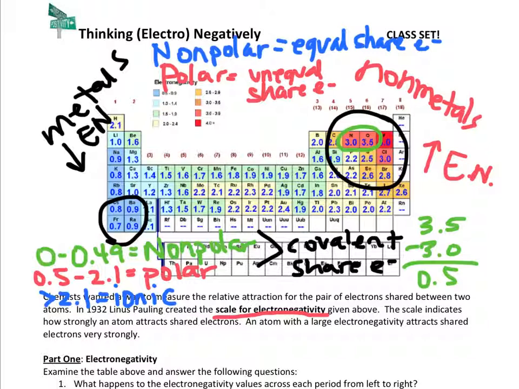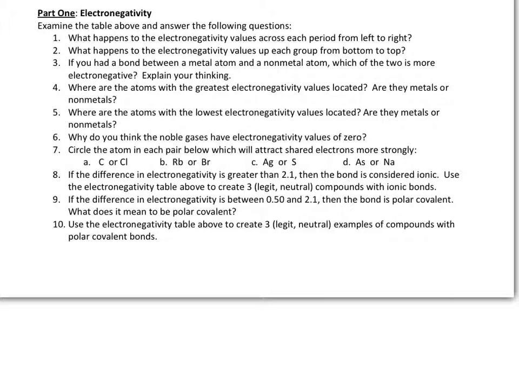And secondly, please find somebody who did, so that they can help you out, and maybe they'll be nice enough to give you the notes. But please make sure that you get the notes before you start this. So in part 1, you're going to be using that electronegativity chart that you see on the top of your papers and your notes to answer these questions.